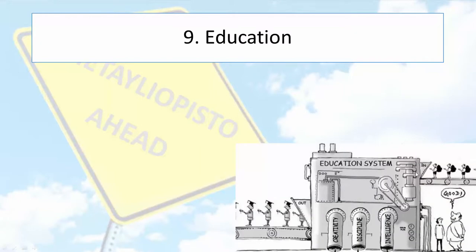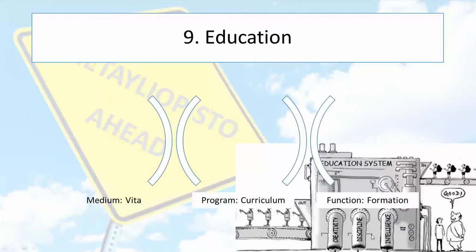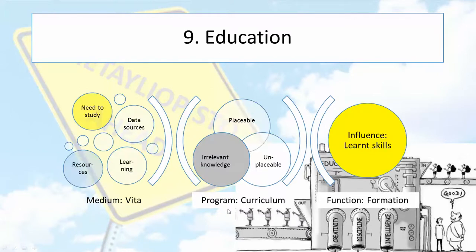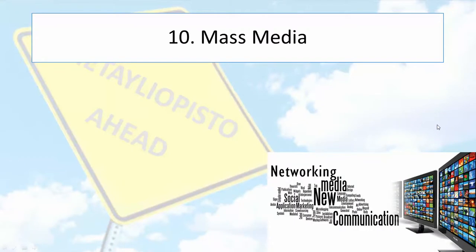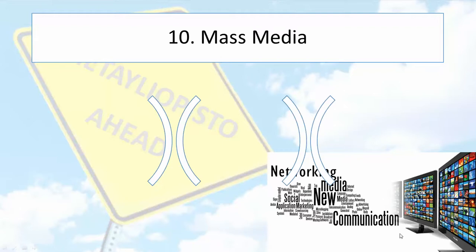Then education. There are pupils going to the education system, and the output is the same persons some years later. They have gained creativity, discipline, and intelligence. How does it work? The medium is vita, the program is curriculum, and the function is formation in order to get learned skills.